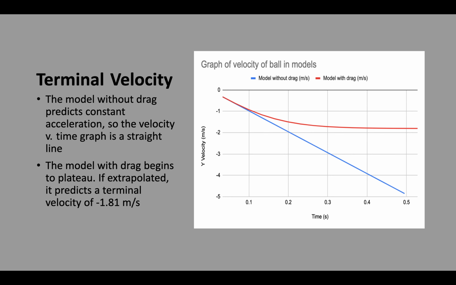The model without drag predicts constant acceleration, therefore, the graph between velocity and time is a straight line. The model with drag does not have a constant velocity. It begins to plateau, which means that after that point, the velocity of the ball is not changing with change in time and it has reached terminal velocity. If this graph is extrapolated, it predicts that the ball will have a terminal velocity of minus 1.81 meters per second, where minus represents the downward direction.